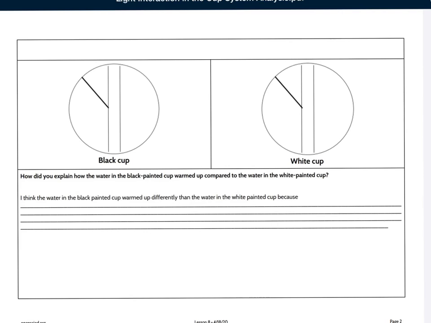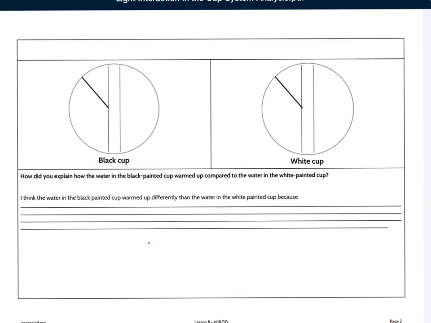All right, this is going to be our next model, and we're going to compare the black cup, the one that was painted black, to the cup that was painted white. And again, we're going to put in our ideas for how much light we think is transferring through. Okay, so with the black cup, since it's painted black, we noticed it warmed up a little bit more than the white cup.